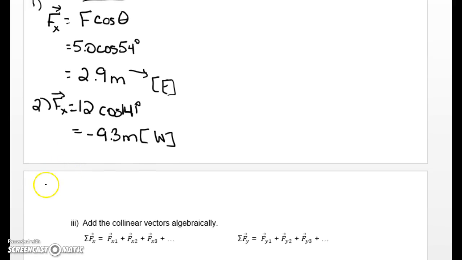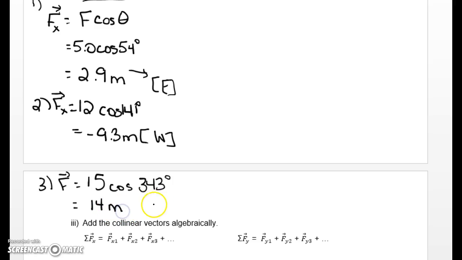And then we'll squish in our third step, or I guess our third vector here. And that one there was 15 meters. And that principal angle was cosine of 343 degrees. So plugging that into our calculators, we get that that distance there, that x component, so your horizontal, is a total of 14 meters, and it's positive, which tells us that we're going east.